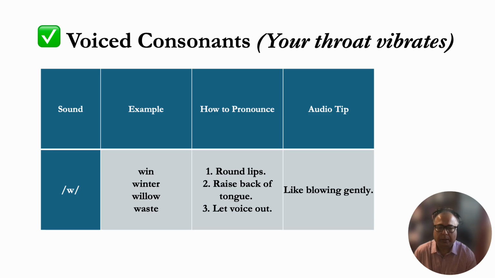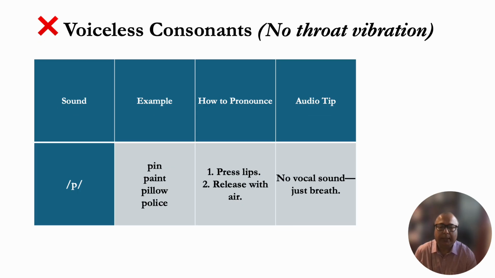Win, winter, willow, waste. Now, you see how my lips are rounded when I pronounce this w? And notice I'm not pressing the lips. I'm not saying m. No. Notice this. There's an area that's still open, almost like an aperture in my mouth. So I'm just rounding my lips. I'm saying win, winter, willow, waste. All right?